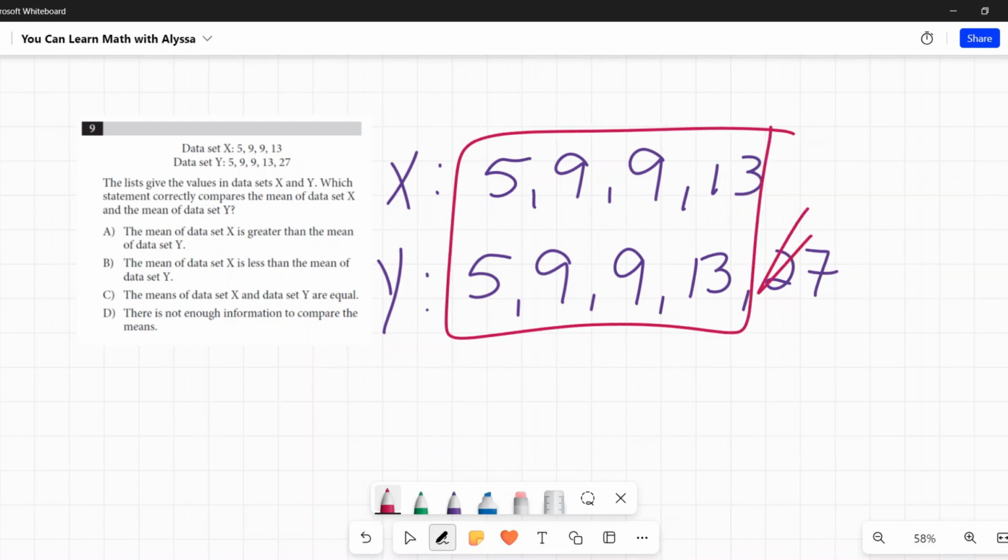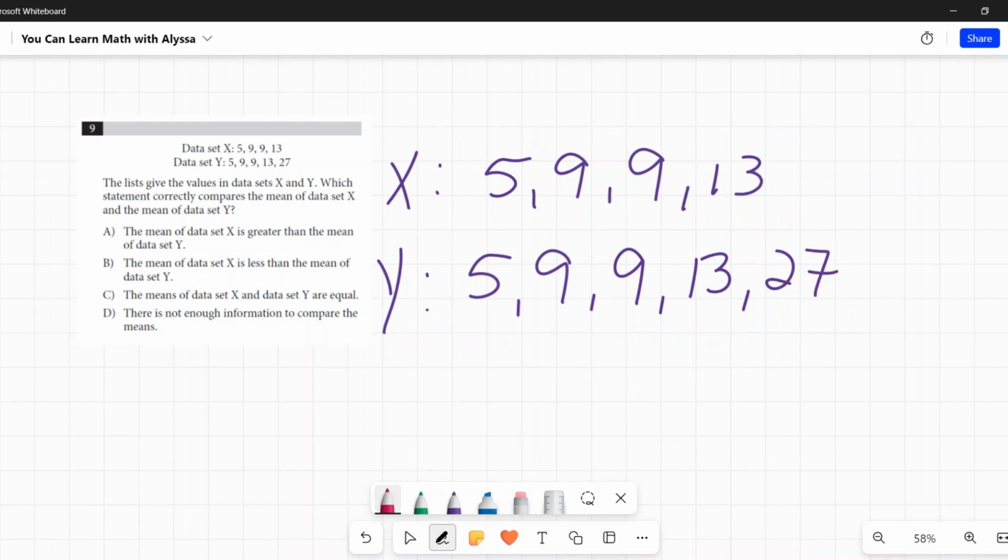So if this 27 were not there, their means would be the same. They would be identical, mean being the average. The average of those data sets would be the same. But you have this 27, so they're not going to be the same. So right off the bat, when it says they're equal, no. And this one's saying there's not enough information to compare the means. We can take the average of 4 numbers and 5 numbers. There's enough information. D is out.